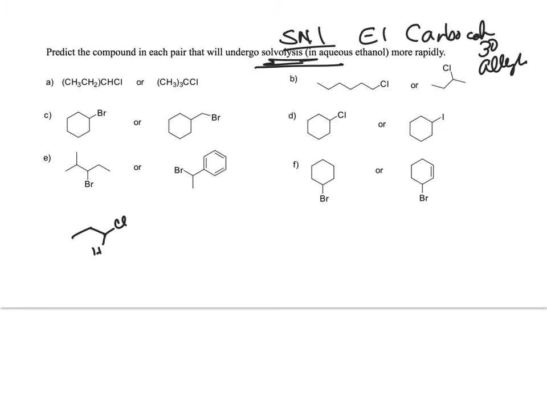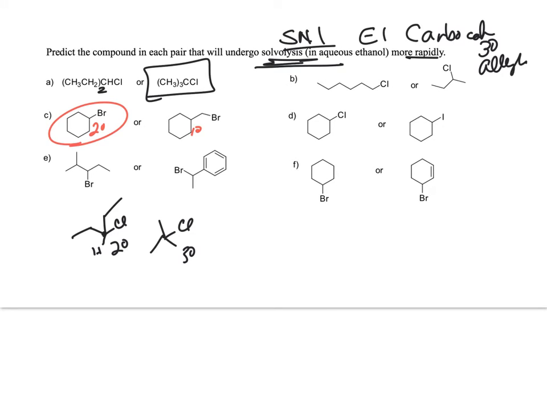Is that drawn correctly? I think it's missing a 2 there. So put a 2 in there. And this one's a 3. So this is tertiary, and this is secondary. So tertiary will be more rapid, because that would support a carbocation, more stable. This one's secondary versus primary, so secondary.